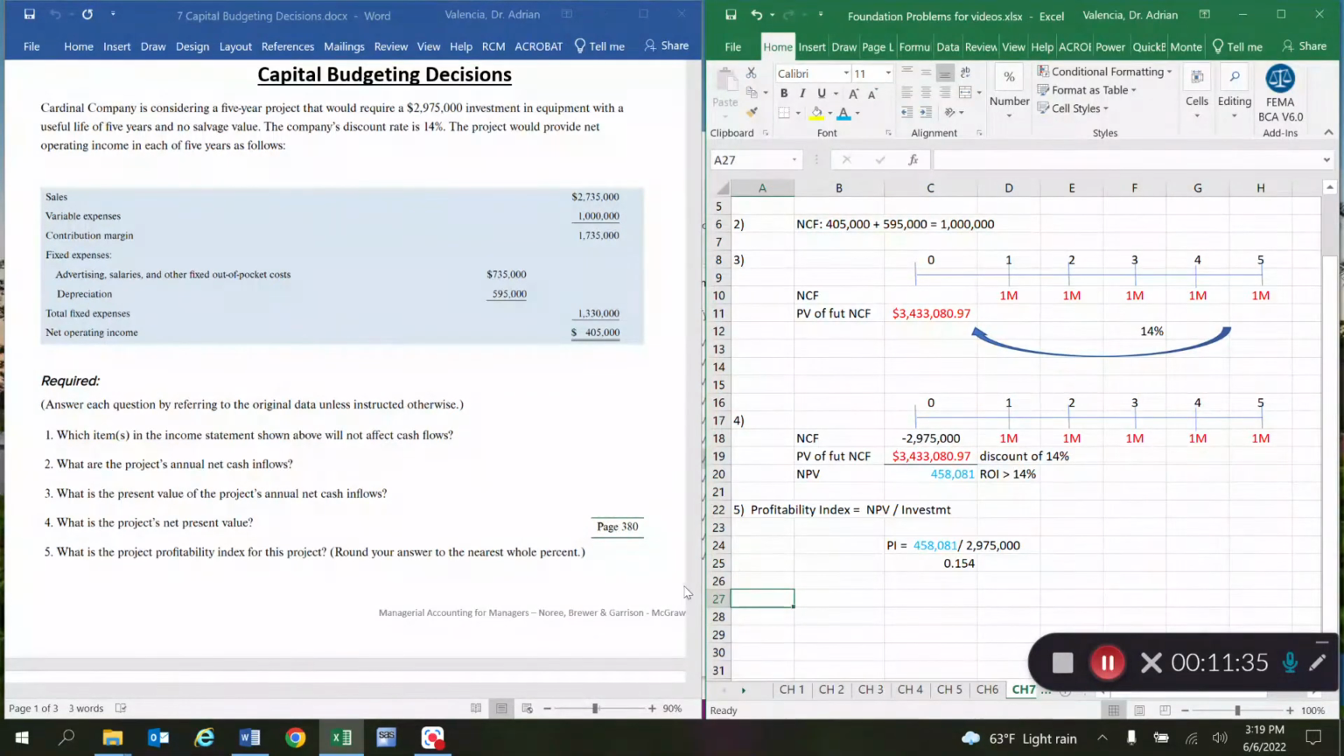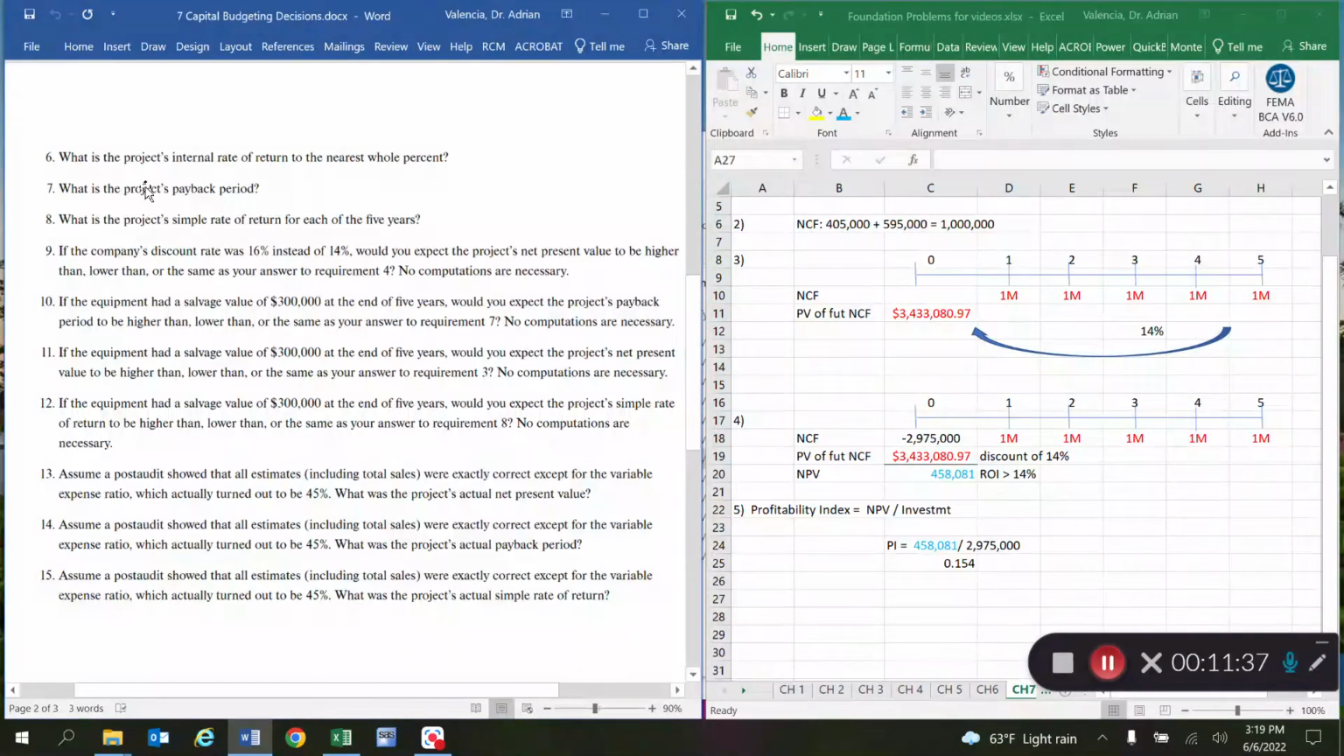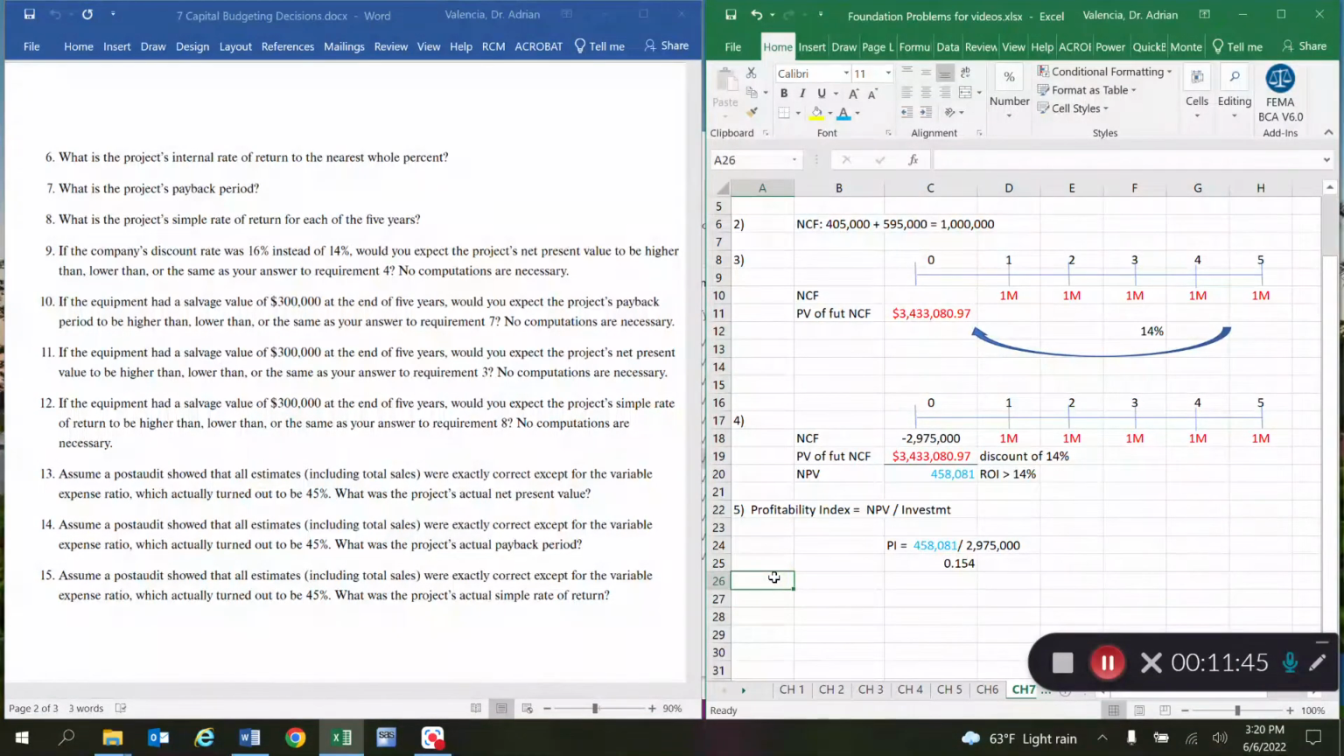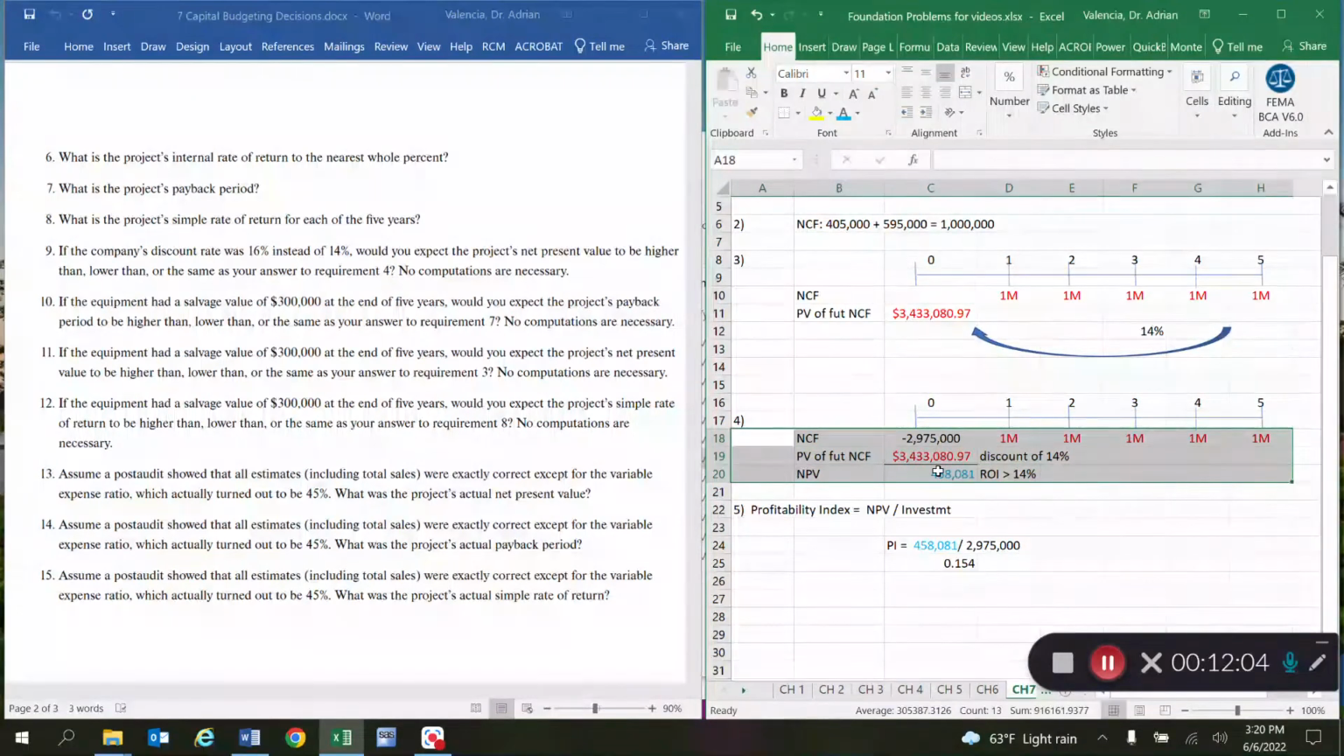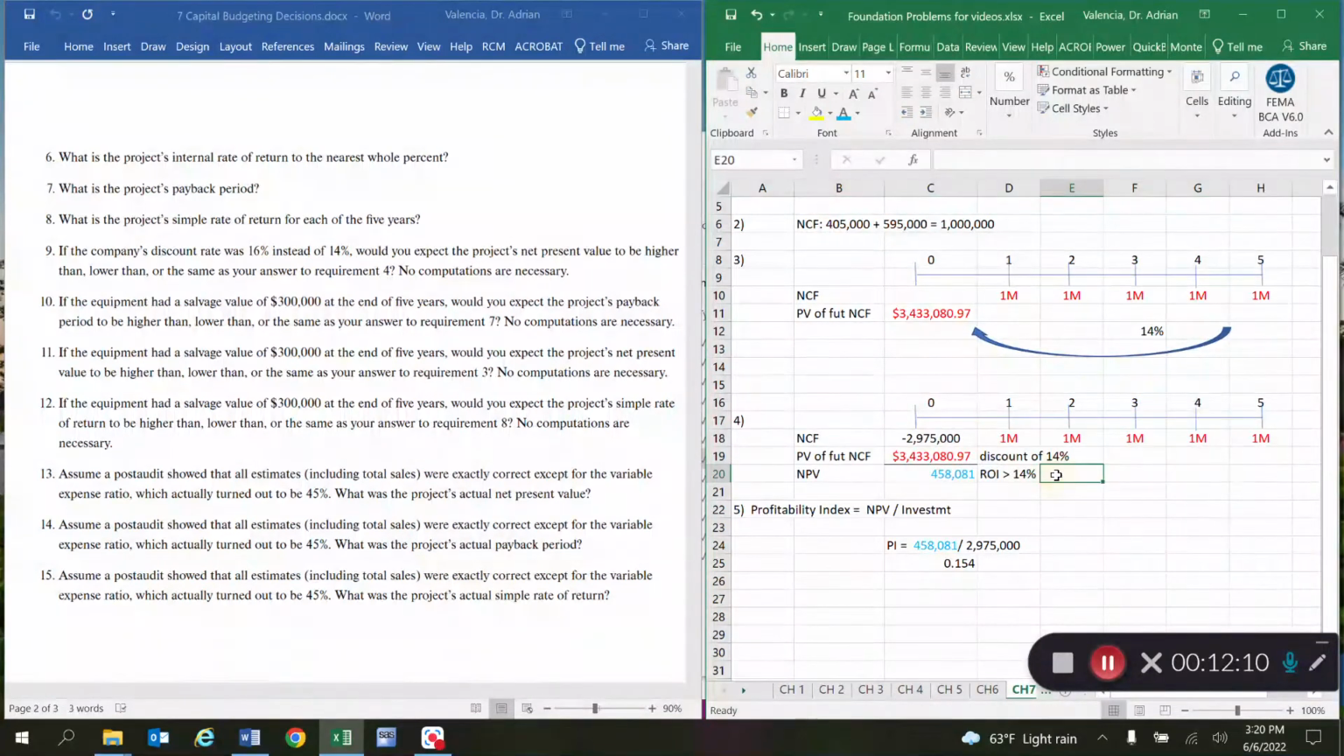Number 6 is what is the project's internal rate of return. So here's how this particular calculation would work. First of all, let's recognize that if our discount rate is 14% here on the NPV analysis, and we end up with an NPV that is positive, then it means that our return on investment is greater than 14%. Now, the question is then, what is our return on investment?